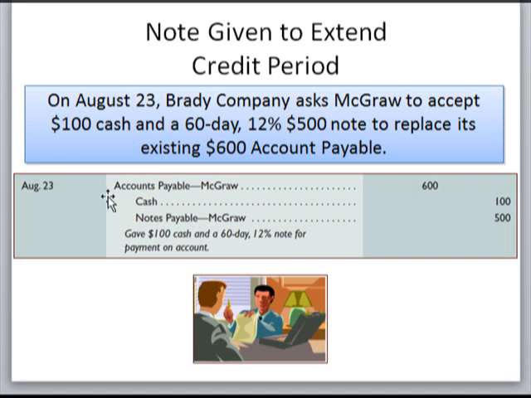So they simply debit the account payable to wipe that off the books and replace it with a note payable, and since there was some cash involved, they also credit the cash. Now this is on the side of Brady that you're seeing in this journal entry. They're getting rid of their account payable, they're crediting cash because they're paying it, and they're crediting the note payable and creating a current liability to replace the current liability that they're getting rid of.